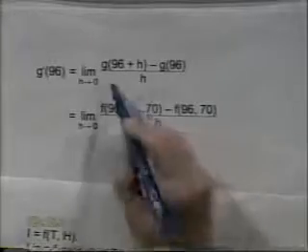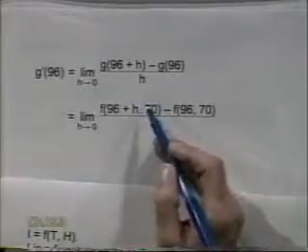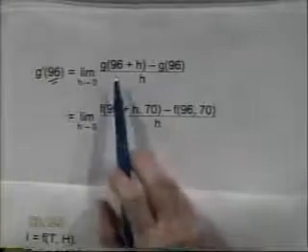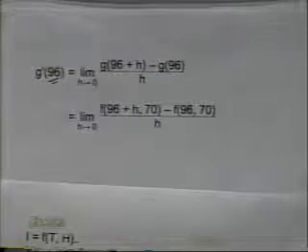And you probably remember this back from your Calc 1 days. It's the old f of x plus h minus f of x all over h. And so since we want to find g prime at 96, we're going to take the limit as h goes to 0 of g of 96 plus h minus g of 96 all over h.